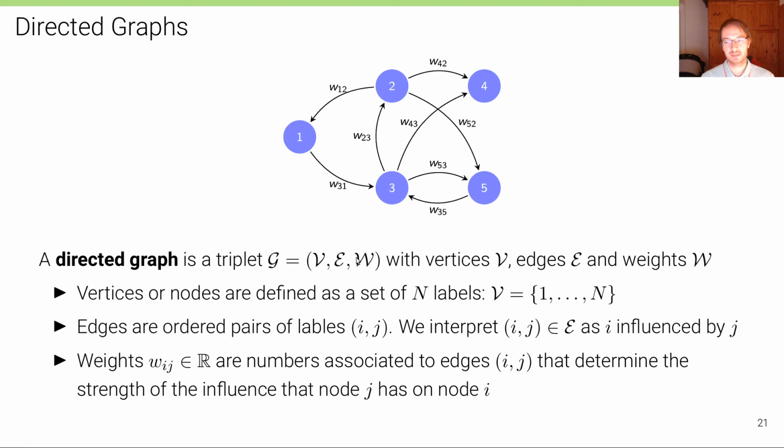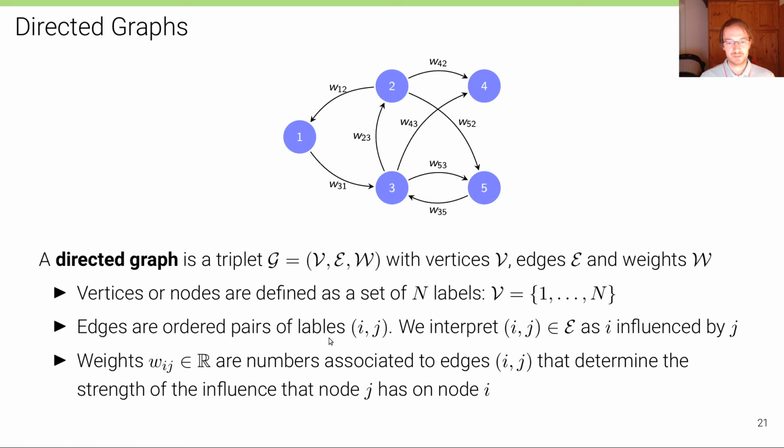Directed graphs are triplets. G, that stands for graph, is a triplet of a vertex set V, an edge set E, and an edge weight set W, where the vertices, here in blue, are sometimes also called nodes, and are defined as a set of n labels. So the vertex set is the set of integers from 1 to n, where n is the number of vertices, in this case 5.